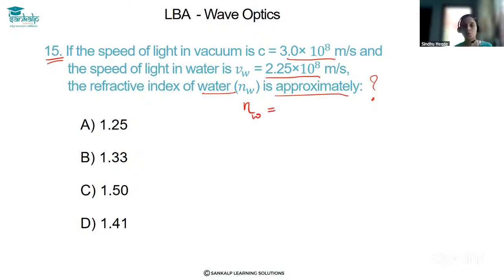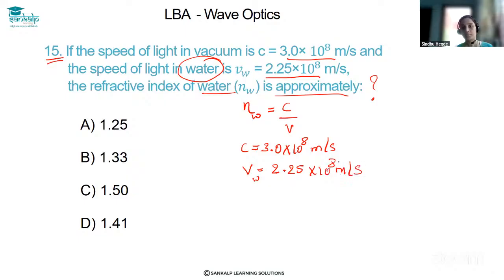as we know the formula of refractive index, n is equal to c by v, is the standard formula for refractive index. Here c is nothing but the speed of light in vacuum and v is the speed of light in the medium. Here c value is given, that is 3.0 into 10 raised to 8 meter per second, and v is the speed of light in the medium. Which medium? Here they consider it as water medium. So Vw is equal to 2.25 into 10 raised to 8 meter per second.